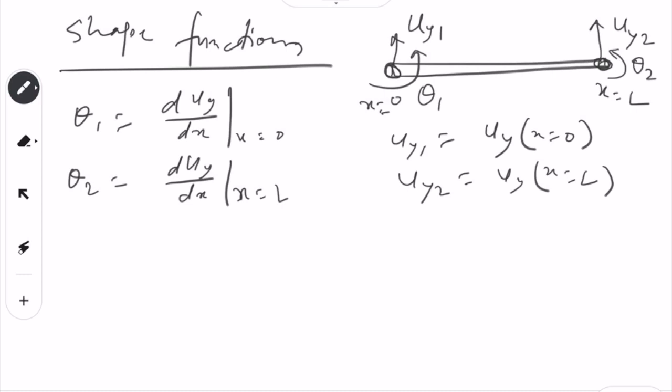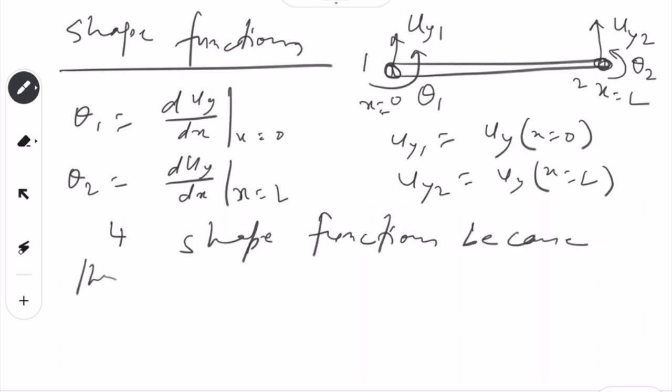Now, we are going to find a shape function in such a way that it represents this. There will be 4 shape functions first of all. Why? Because there are 4 degrees of freedom.